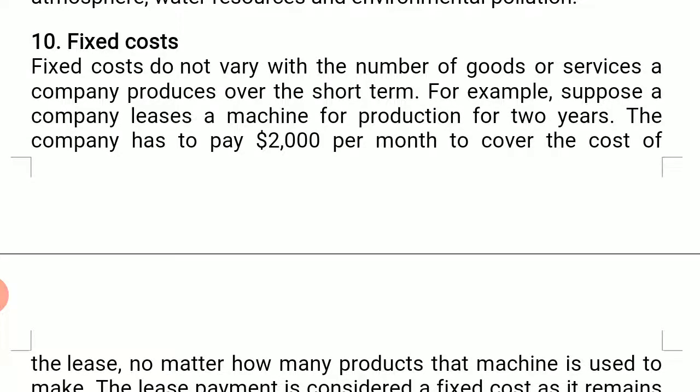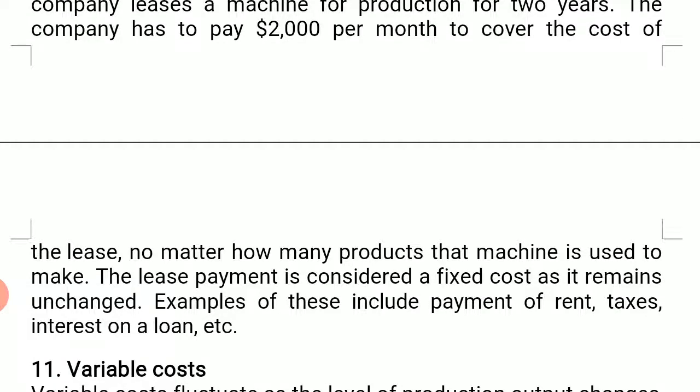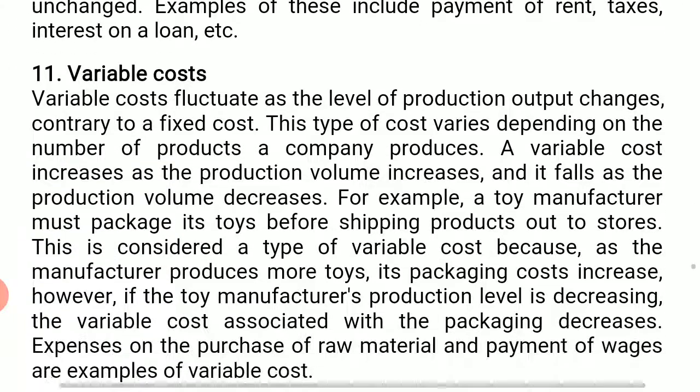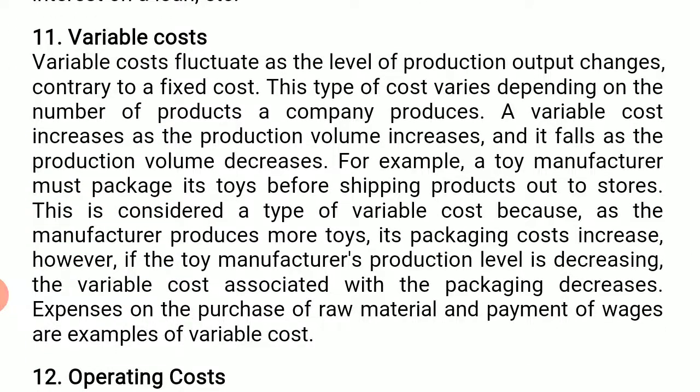And the next one is fixed costs. Fixed costs do not vary with the number of goods or services a company produces over the short run. For example, suppose a company leases a machine for production for 2 years. The company has to pay $2,000 per month to cover the cost of the lease, no matter how many products that machine is used to make. And the next one is variable cost. Variable costs fluctuate as the level of production output changes.